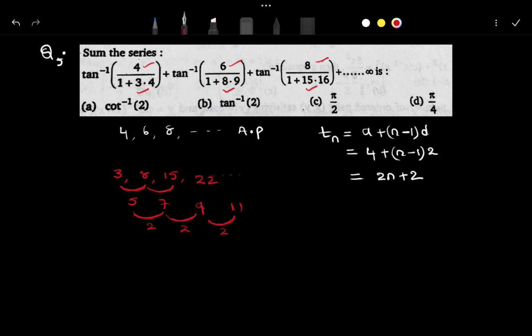So now this number will be the addition of these two. 15 plus 9 is equal to how much?